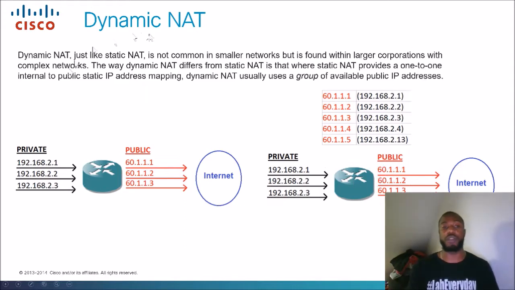So that's the difference between the two. These are statically mapped to each other. These are dynamically mapped. So 2.1 could still use 1.1.1.1 or 60.112 to go out on the internet if he wanted to, if it was available. And that's basically the main difference here.